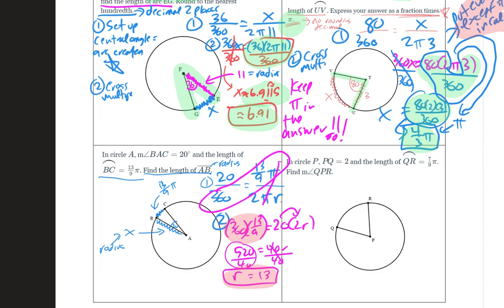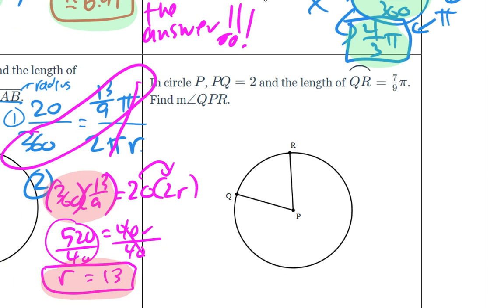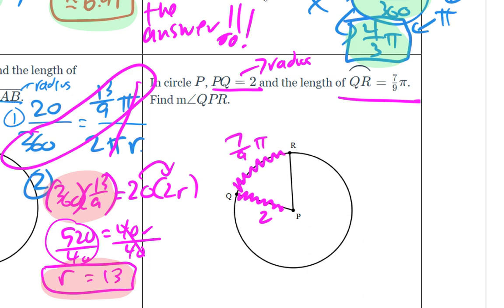All right, so now let's get into our last example for today. On this one it says in this circle P, PQ equals 2. So PQ, P to Q, that's going to be equal to 2. Now we know that is our radius. The length of QR is 7/9 pi. So from Q to R is 7/9 pi.